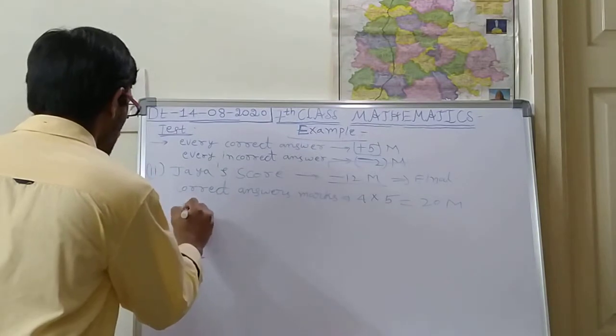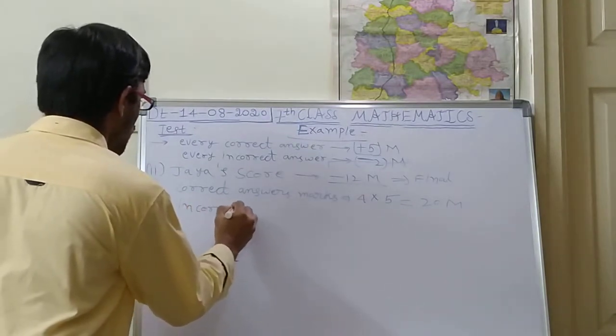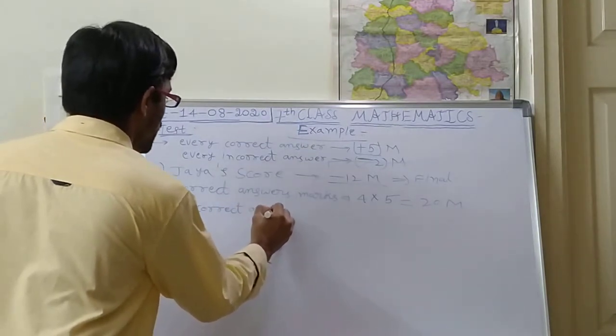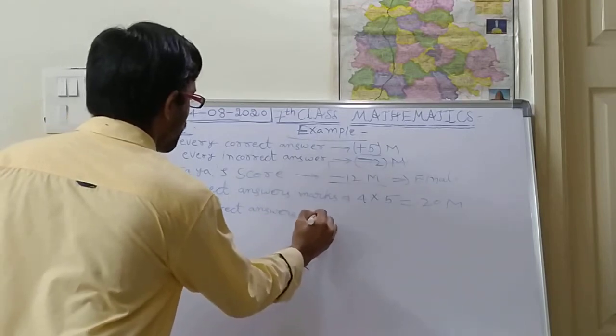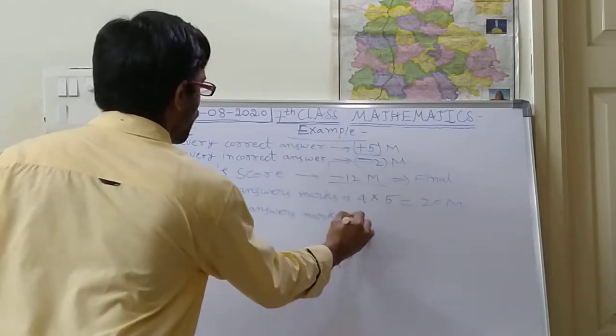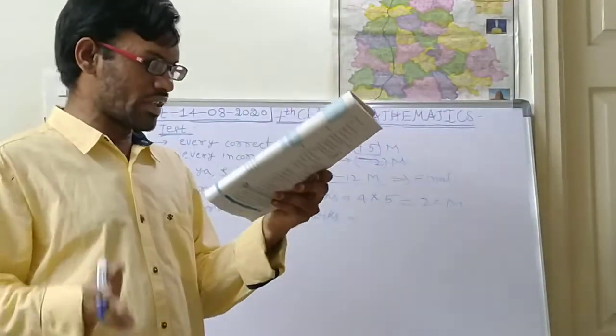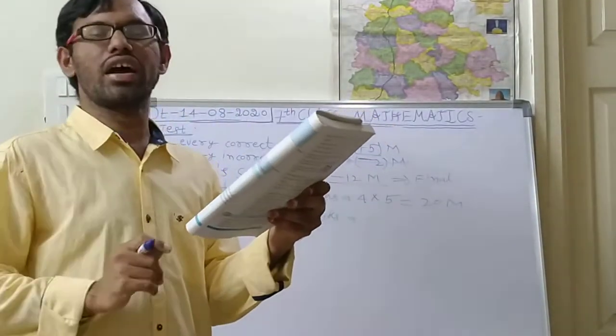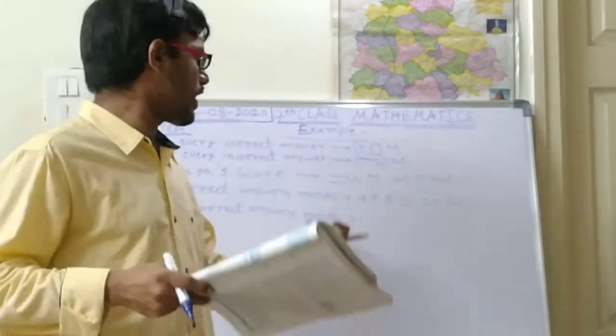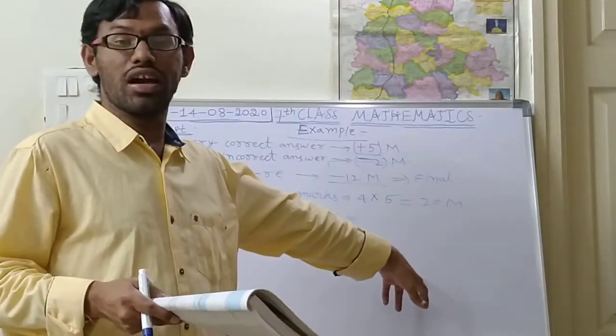Incorrect answers marks. So finally, what is the question asking? How many incorrect answers had both Radhika and Jaya attempted? So how many incorrect answers did Radhika attempt?